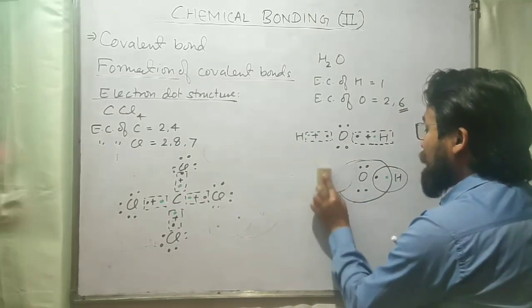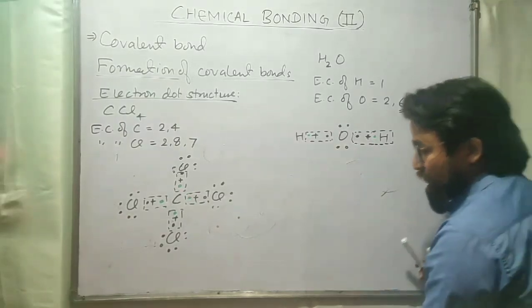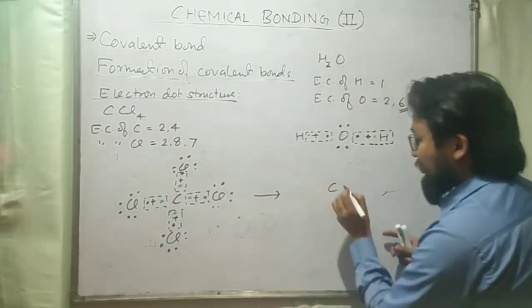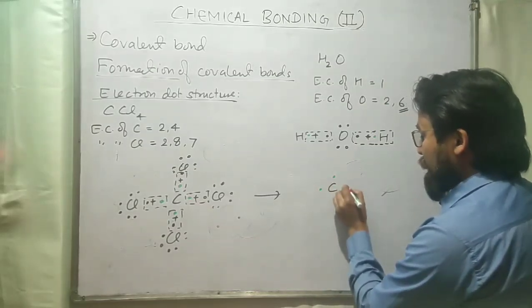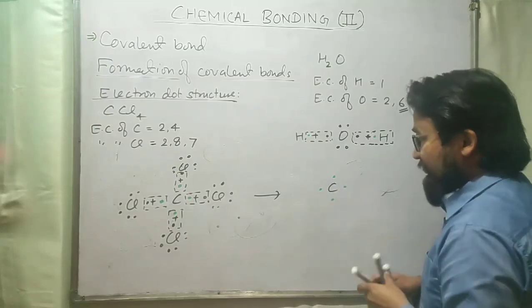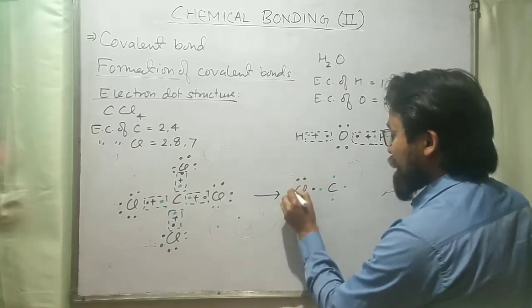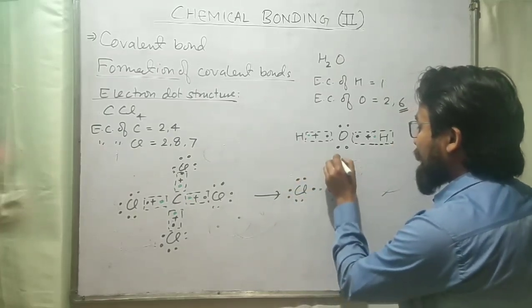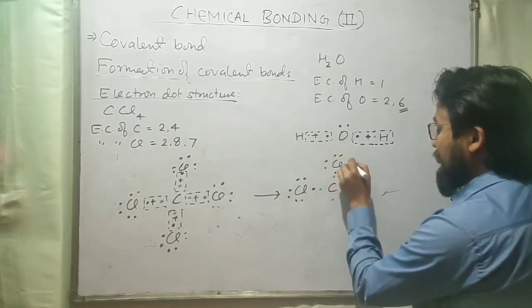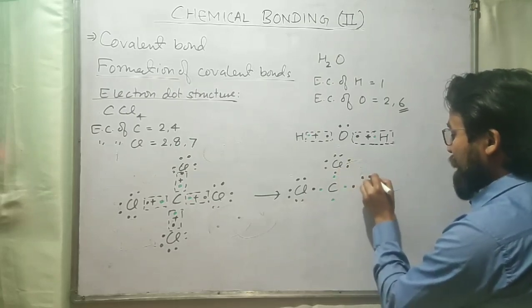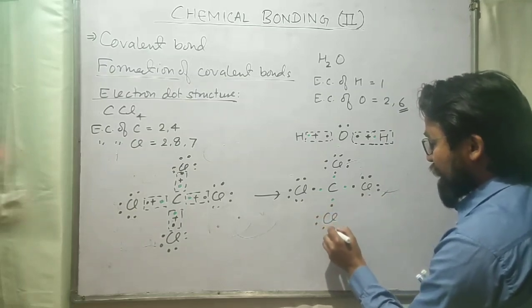Carbon tetrachloride is also known as tetrachloromethane. So how is it formed? Carbon with green color, 1 2 3 and 4 electrons, and in a similar way chlorine with 7 electrons, 1 2 3 4 5 6 7. Other chlorine atom, 7 electrons. And one more chlorine atom, 7 electrons.